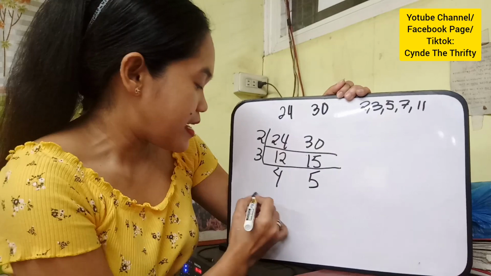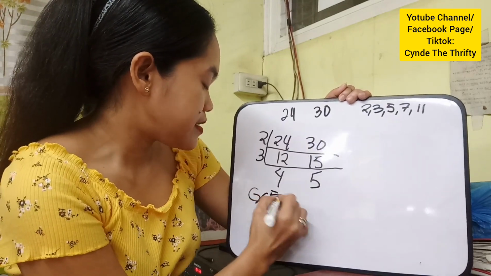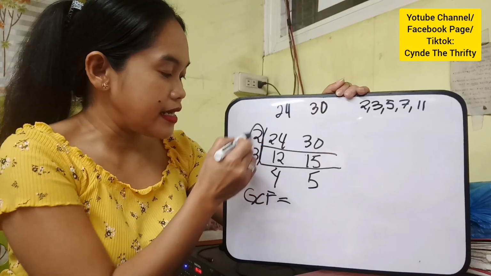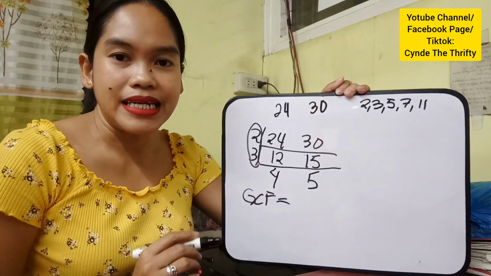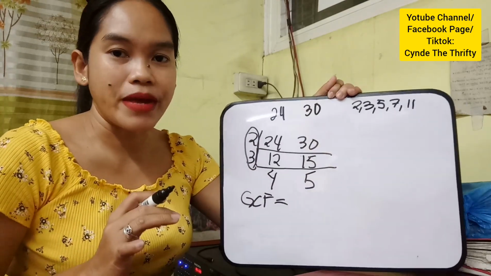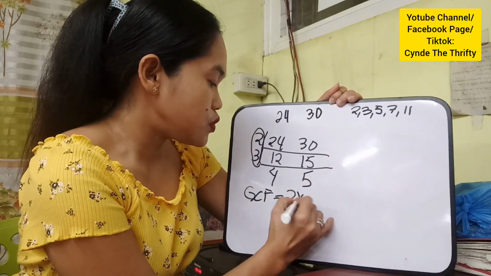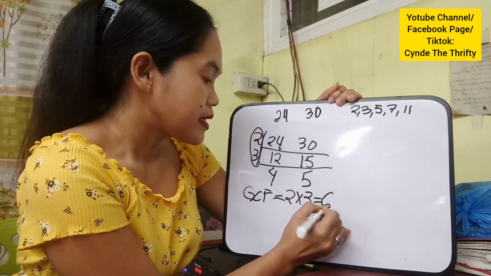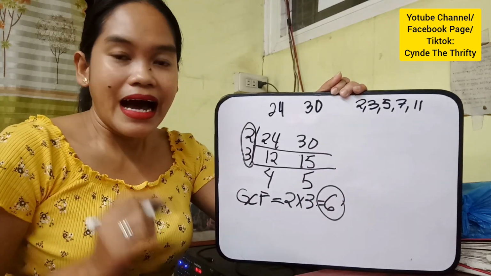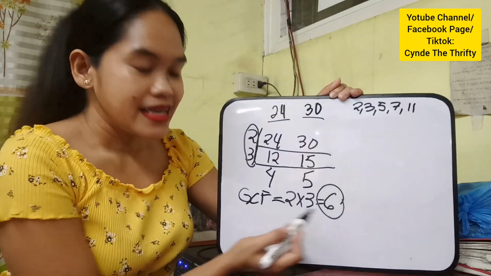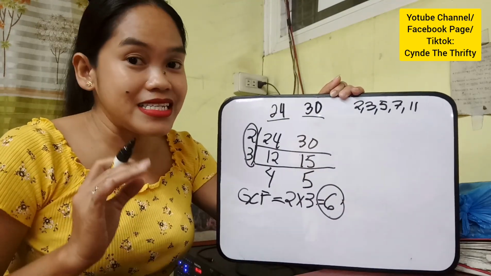So, GCF na tayo. Ang GCF natin, makikita natin siya dito sa gilid. Itong mga number sa gilid, i-multiply natin siya, pagkatapos meron na tayong GCF. So, meron tayong 2 at 3. Ang gagawin natin is 2 times 3 is equal to 6. Ibig sabihin, ang GCF or ang greatest common factor ni 24 at 30 ay si 6. So, ganyan lang kadali. Ang LCM naman.